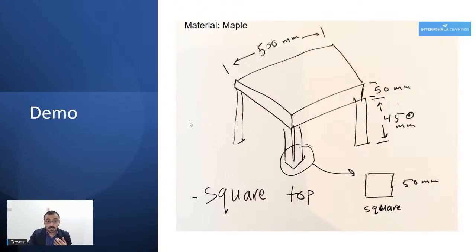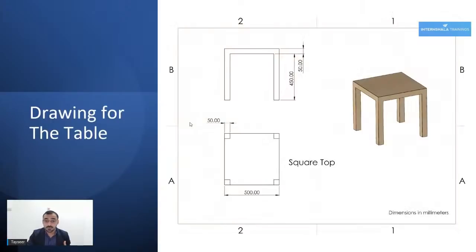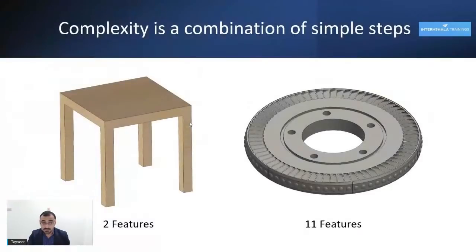And the first thing is, I wanted to have a discussion on complexity versus simplicity. So in essence, complexity is a combination of simple steps. And this is really important to understand and realize. So the table on the left, we just created in a few minutes, and it's quite a simple design, and it has only 2 features. Now, on the right, we have a rotor for a turbine. And this rotor, compared to the table, looks a lot more complicated, a lot more complex.